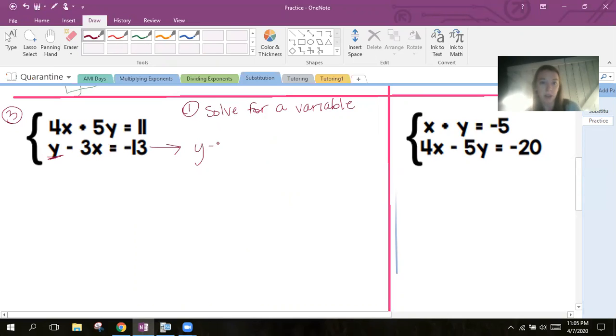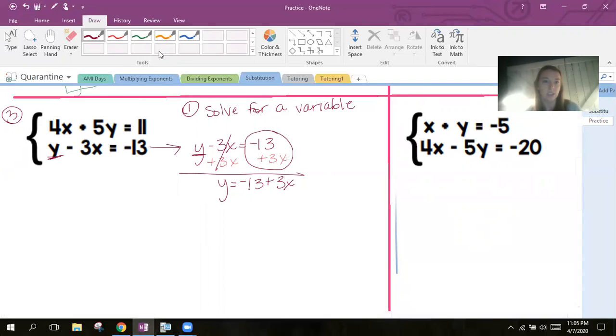Okay, so I have y minus 3x equals negative 13. So I want to get this y by itself. I need to move that negative 3x to the other side, so I'm going to add 3x to both sides. Those will cancel. I'm left with y equals negative 13 plus 3x. Now remember, I can't combine these two things because they are two different terms.